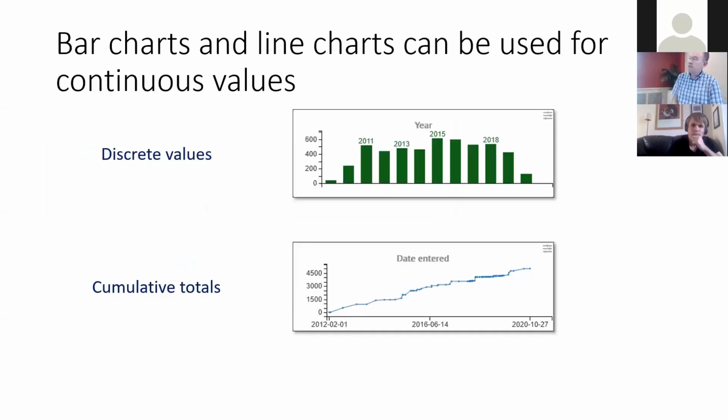So we have other displays available more for continuous values. In particular, time-based values, like the year of isolation, or for looking at the total number of isolates that have been added to the database over time. We can use bar charts and cumulative line charts.